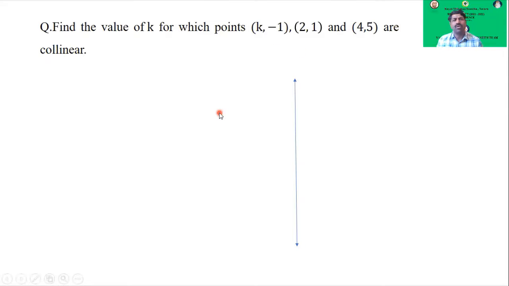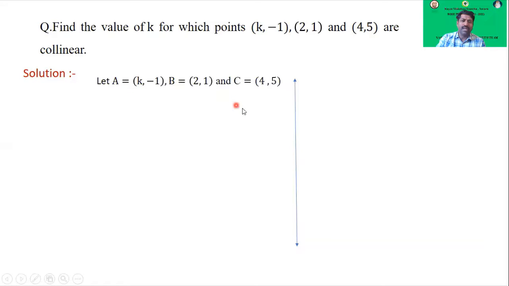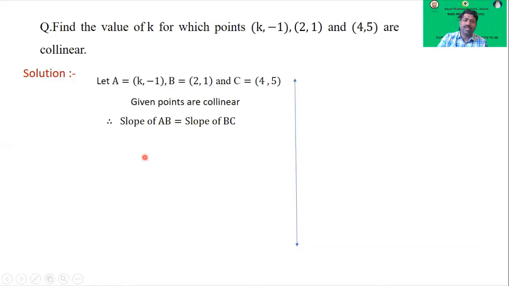आता 3 पॉइंट कोलिनियर म्हणजे त्यामधून एक लाईन पास होते आणि ह्या दोन्ही पॉइंट मधून कुठल्याही 2 पॉइंट मधून काढलेला स्लोप हा सेम असेल. So let A (k-1, 2), B (1) and C (4, 5). Given points are collinear, so slope of AB is equal to slope of BC is equal to slope of AC. एकाच लाईनचा स्लोप नेहमी कॉन्स्टंट असतो. Slope of AB is equal to slope of BC.